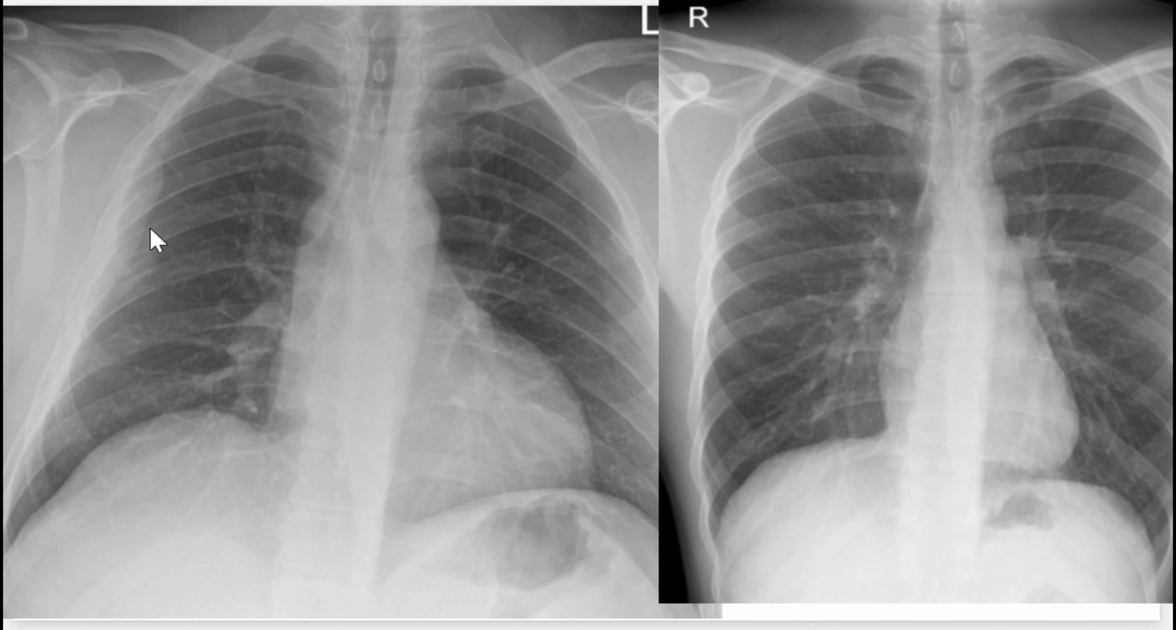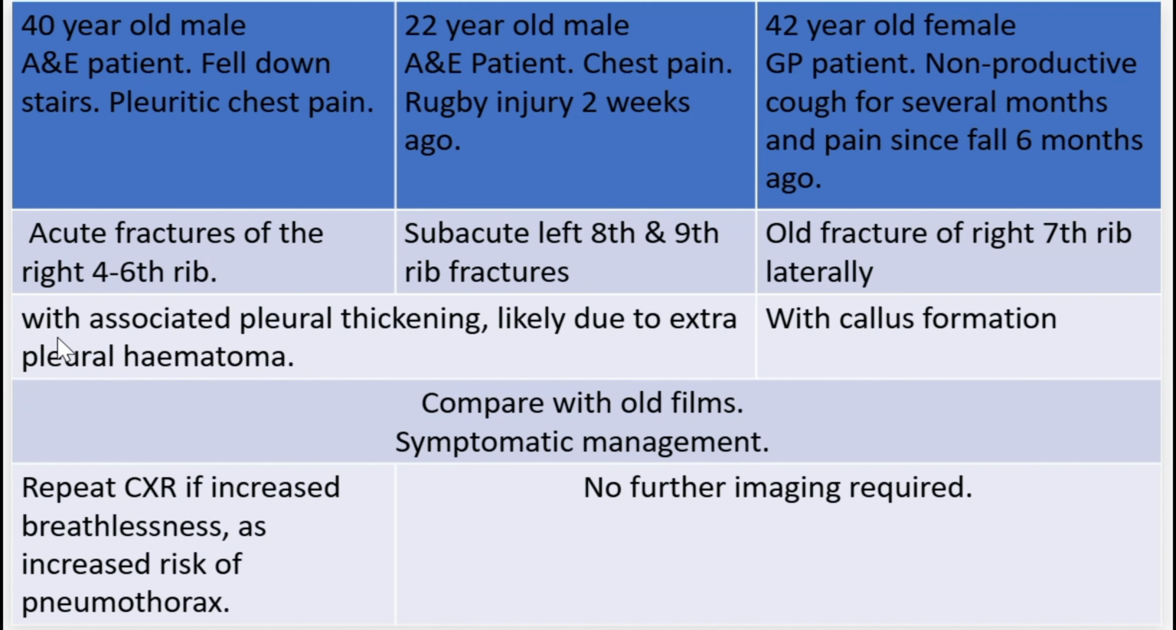The sixth rib, can you see this? This stepping also means that we have here right fourth, fifth, and sixth rib fractures laterally. And these are acute fractures. Why? Can you see this? There is associated pleural thickening, likely due to extrapleural hematoma.